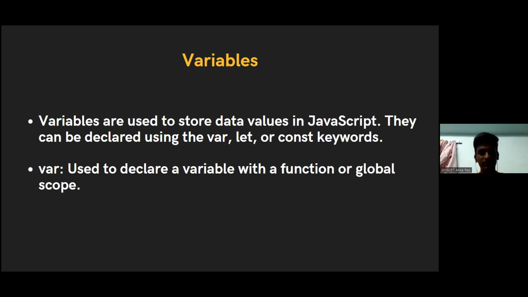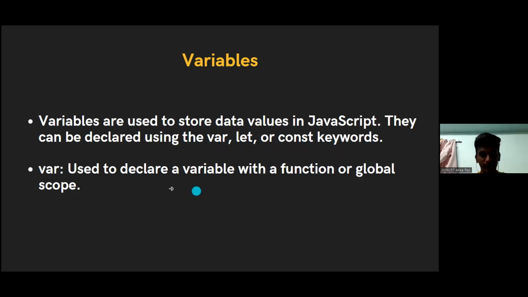Then we have variables. Variables let us store the different data types in memory. We have three variable keywords: the first is var, the second is let, and the third is const. Initially we had only the var keyword in JavaScript, and after some time let and const were added so that development would be easier.